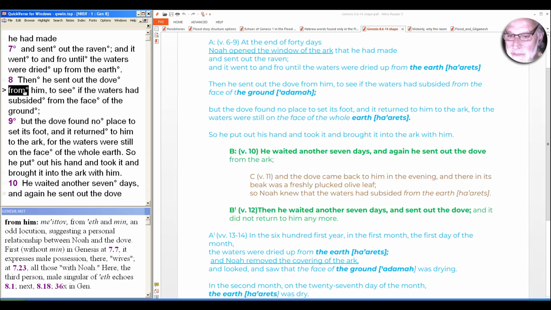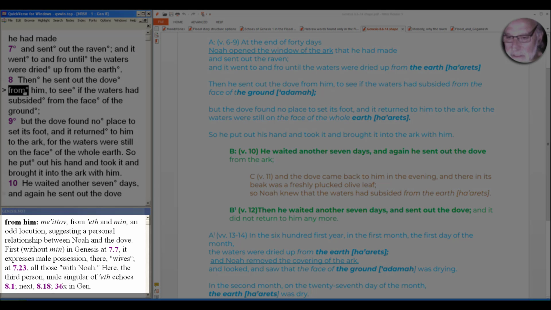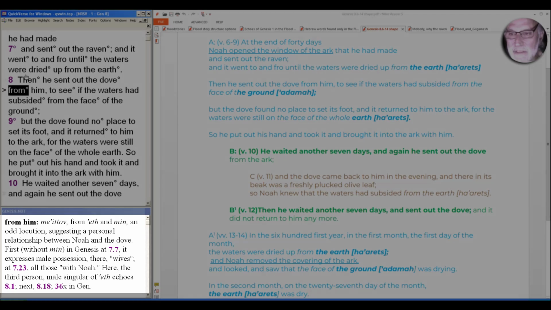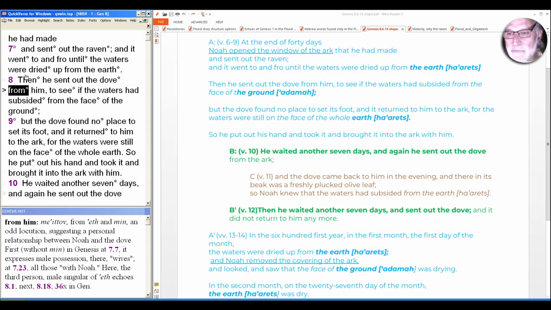The phrase "from him" here is technically a form of the standard object marker, just a little word that is usually not pronounced in Hebrew, and I won't get into the details of that. But it's an unusual word here to express specifically the third person male singular possession, and it's intensified here, and that's what we hear in the English. Then he sent out the dove from him. Not from the ark, but from him, like it's his personal dove.